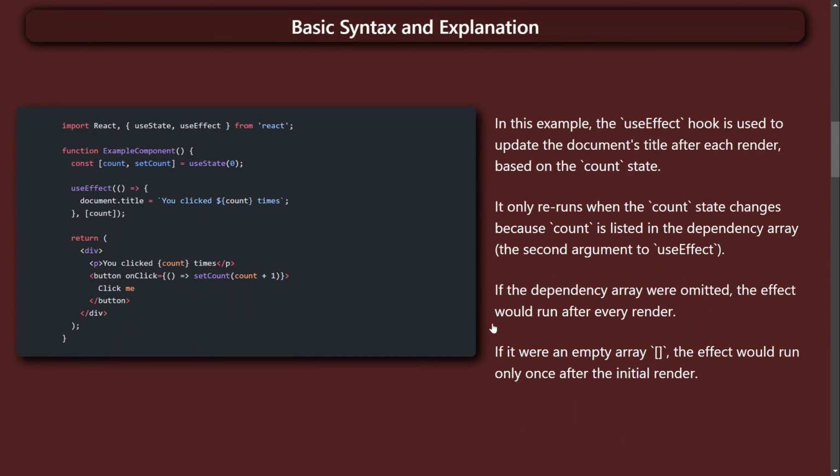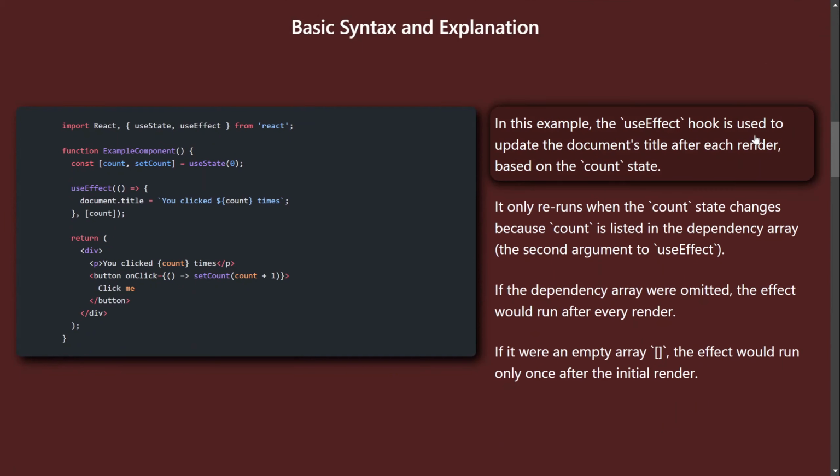Basic syntax and explanation. In this example, the UseEffect hook is used to update the document's title after each render based on the count state. It only reruns when the count state changes because count is listed in the dependency array, the second argument to UseEffect. If the dependency array were omitted, the effect would run after every render. If it were an empty array, the effect would run only once after the initial render.